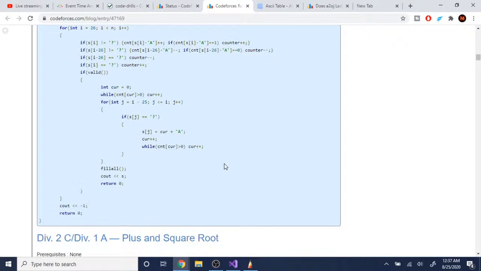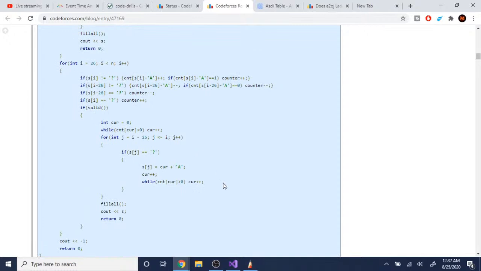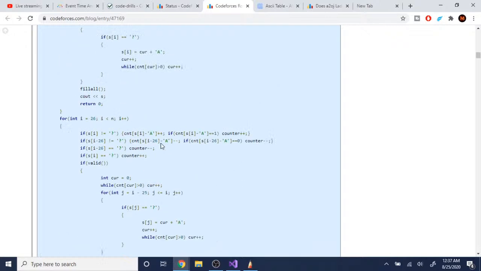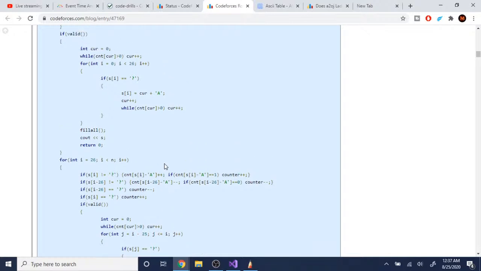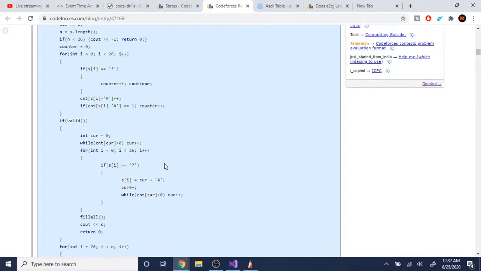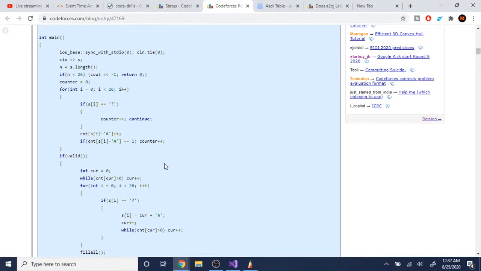This is probably way less complicated than mine. Okay. Let's just see what they're doing here. Counter 0, counter. So we'll go through the 26 letters. Count the number of question marks.